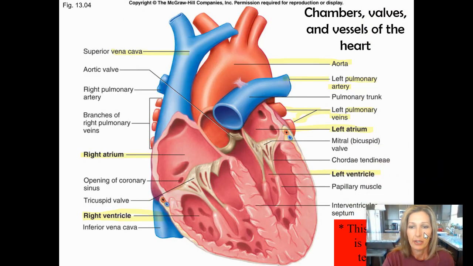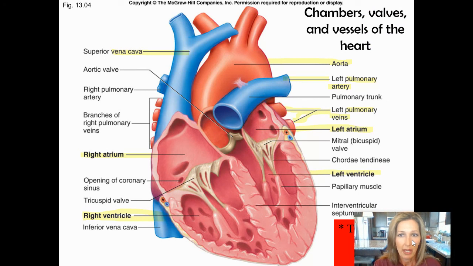Now, this diagram that you are seeing, you are absolutely, positively going to need to know for the test. Not everything, though. We've highlighted for you the things that you absolutely need to know. First and foremost, you need to know the 4 chambers of the heart. Again, this is a heart in anatomical position, and this is the heart diagram that you're going to see on the test.